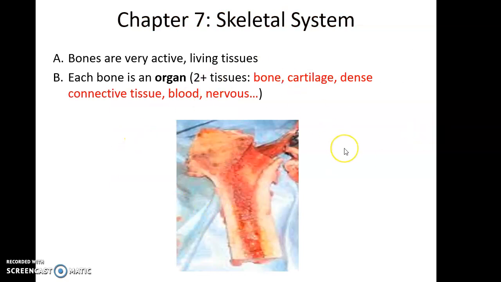And there are more than two tissues in bones. You have, of course, the bone tissue itself. There is cartilage, there's dense connective tissue, there's, of course, blood vessels, nerves, lots of different kinds of tissues incorporated in the bone organ.